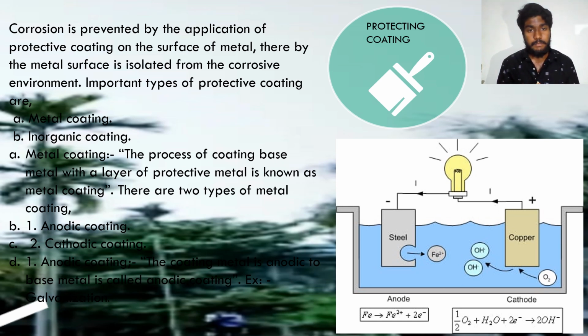Let's know about metal coating. The process of coating base metals with a layer of protective metal is known as metal coating. There are two types of metal coating: anodic metal coating and cathodic metal coating.